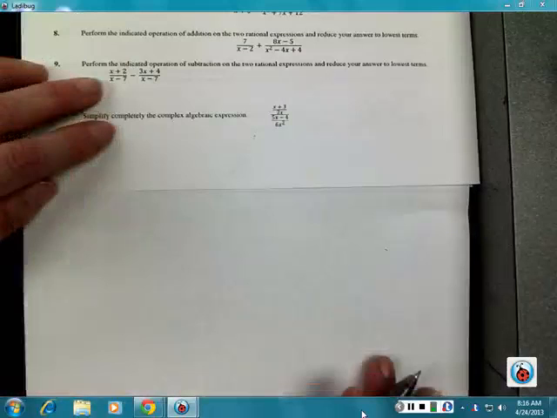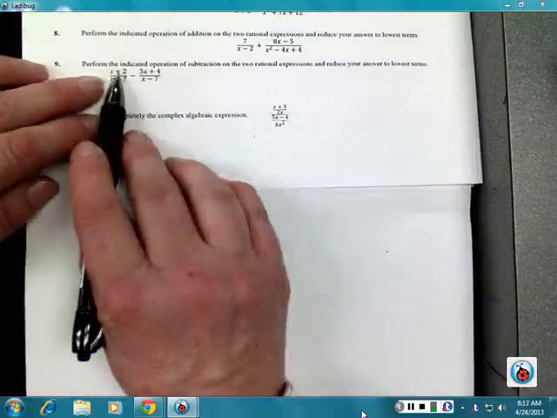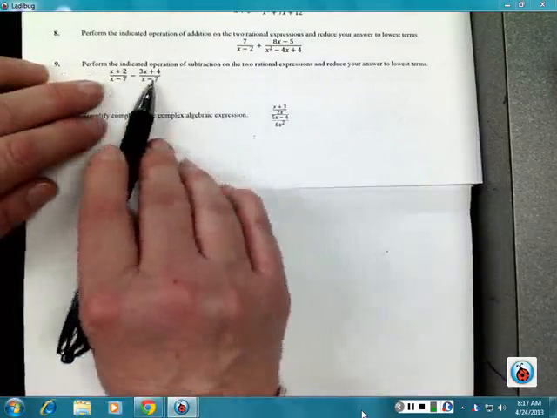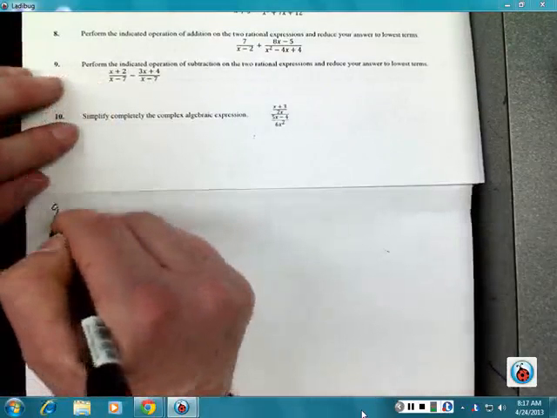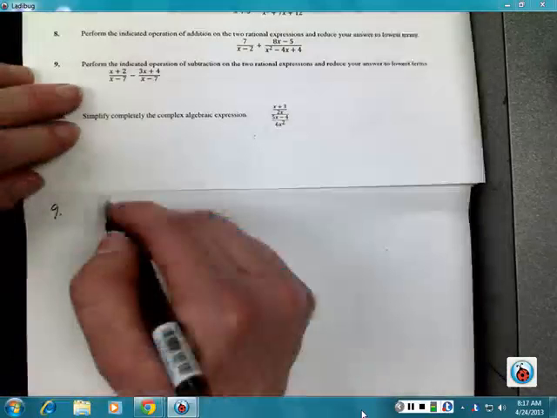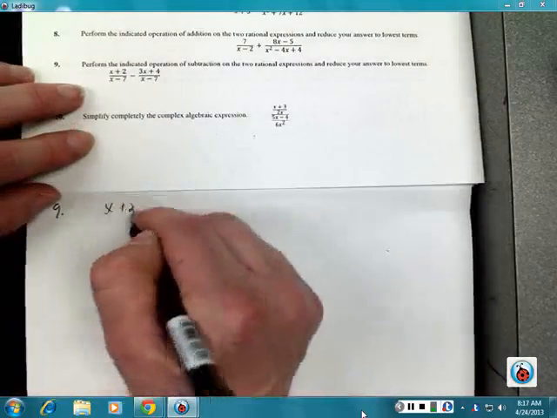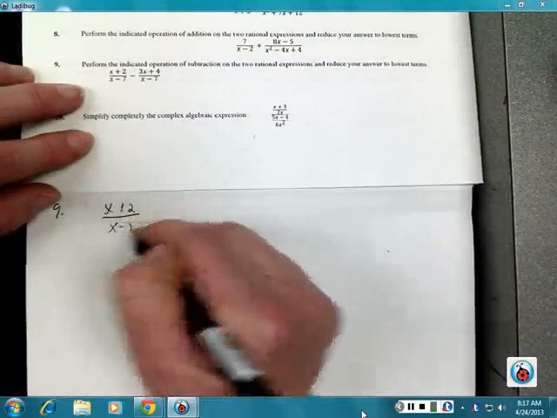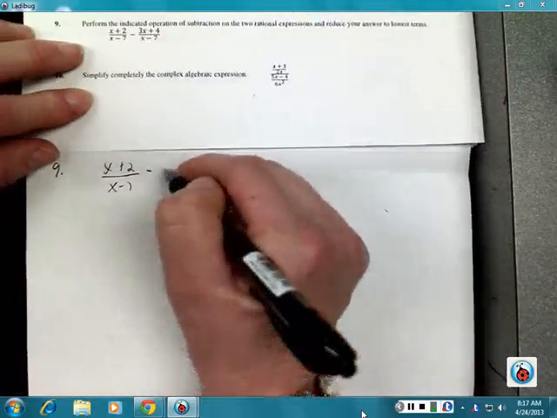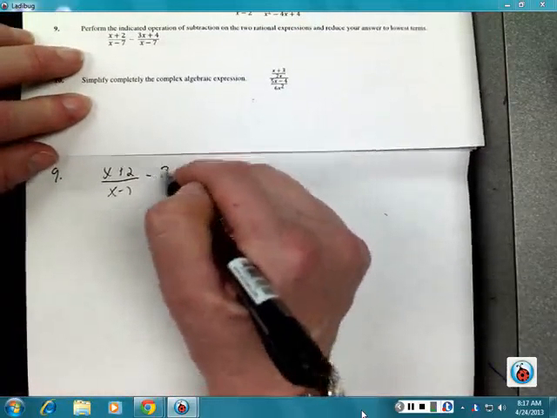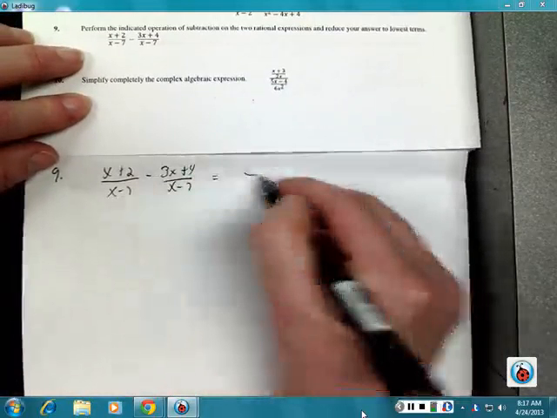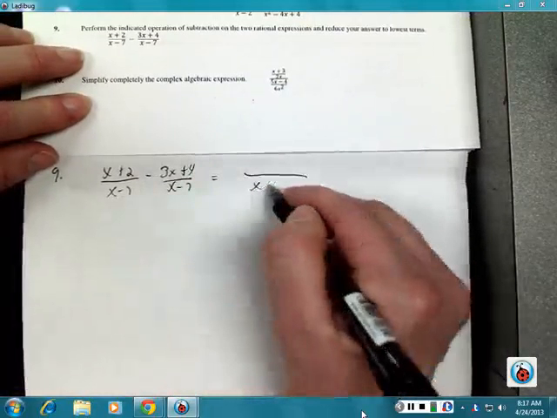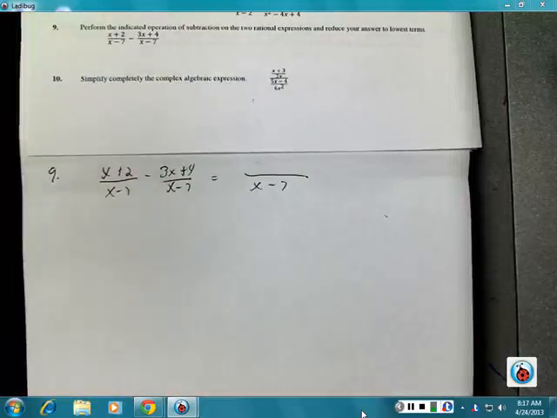So if we do this one, I have to come up with the common denominator. I already have it. That's the nice thing about number 9. And in number 9, I already have my common denominator, so I have x plus 2 over x minus 7 minus 3x plus 4 over x minus 7. When I do this one, my common denominator is x minus 7, but what has to happen to my numerator?